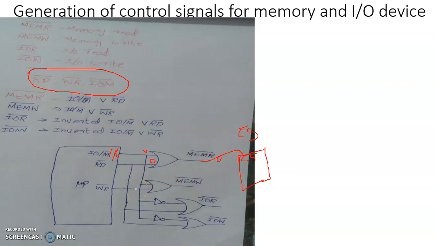Now another control signal to the memory element meant for memory write operation that can be obtained by the logical OR operation of IO bar M bar line and WR bar. WR bar will be going low when the processor is performing a write operation. IO bar M bar will be going low when the addressed device is a memory.